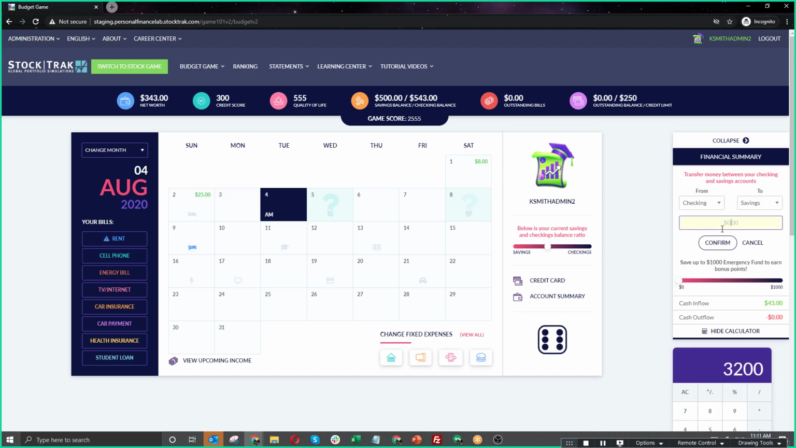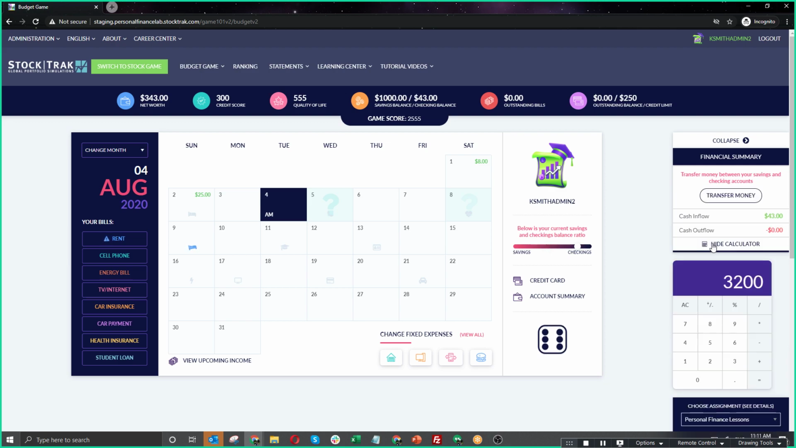When they save a whole $1,000, they get another huge boost to their game score. So that goes even more. I get another boost to my game score. But now I have almost no money in my checking account, so I can't really maintain that. And as I transfer money out, I lose game score points because it means I didn't plan very well.